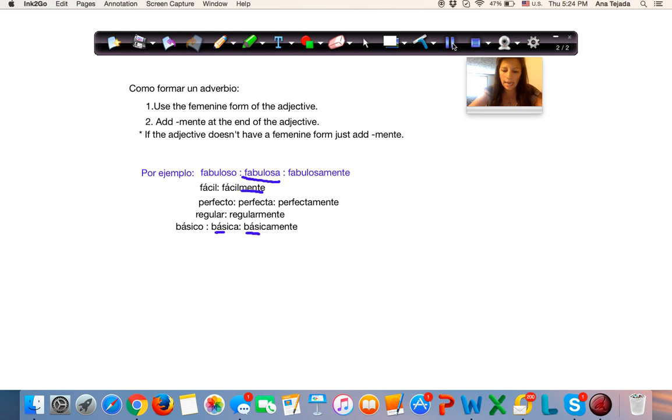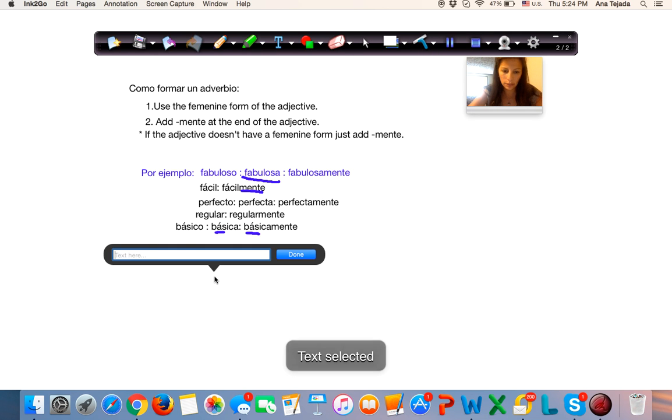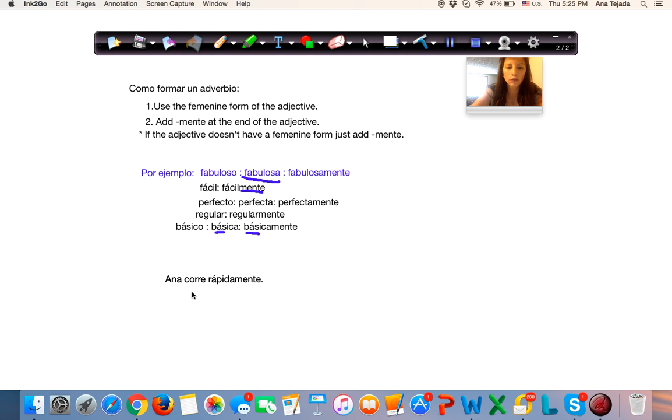So how do we place adverbs in a sentence? Okay, so when we are placing adverbs in a sentence, we have to see what they are doing. The ones ending in mente, since they're considered long, like they act like long adjectives, they're going to be after the verb. Por ejemplo, Ana corre rápidamente. It just follows the same rule as the long adjectives. They're going to be placed right after the verb they modify. We're modifying corre because we're saying that Ana runs rapidly.